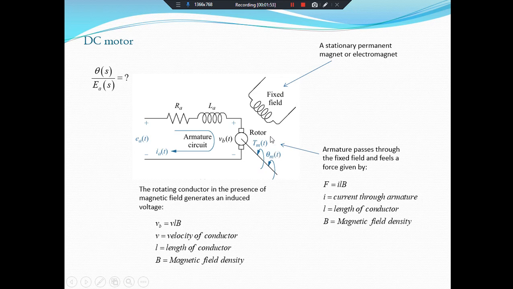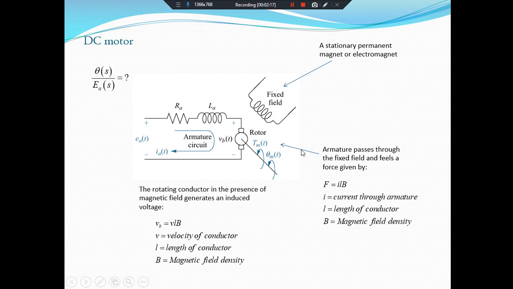As you know, a motor is an electromechanical component that yields a displacement or output for a voltage input. Mechanical output is generated by the electrical input. Here we are giving the electrical input, and here we are getting the mechanical output. Here it's a stationary permanent magnet or electromagnet.